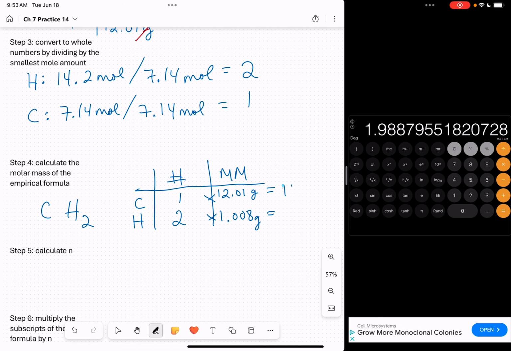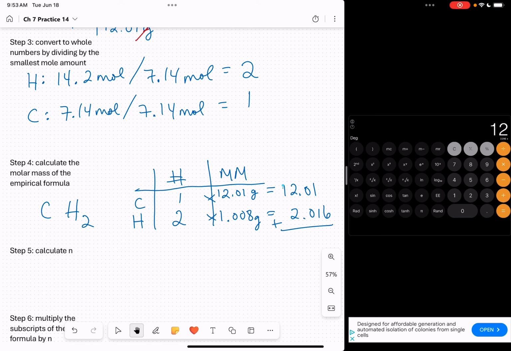So multiplying across, I get 12.01 grams carbon, and then 2 times 1.008 is 2.016. Adding those together gives us 14.026 grams per mole. If we want to, we can round that to 14.03, which I will probably do, so that we keep 4 sig figs.